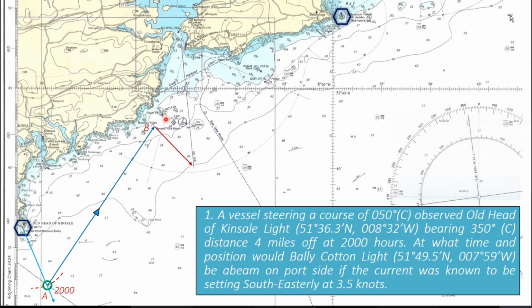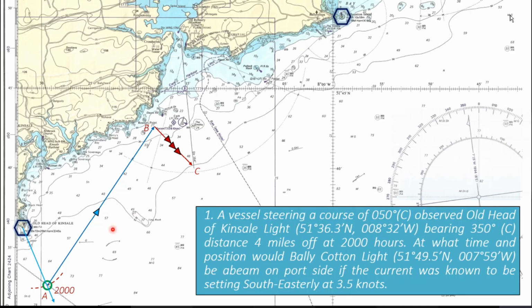You see the current vector plotted on the chart for a duration of 1 hour. In 1 hour, the current is going to drift us by 3.5 miles. The current vector is represented by 3 arrows. So let's mark it off. We have these 3 arrows on the current vector. The point where the current vector ends, let's name that point as C, Charlie point. So Bravo to Charlie, B to C gives us the current vector for 1 hour.